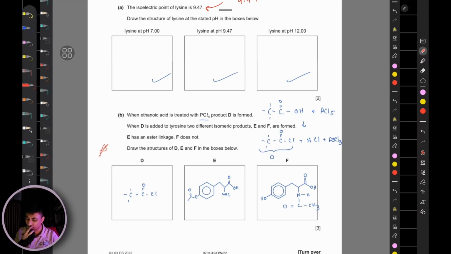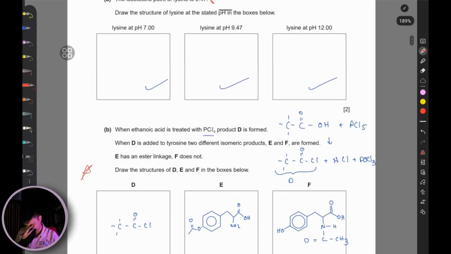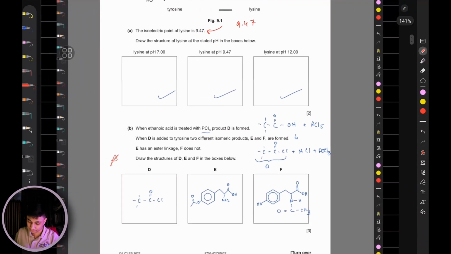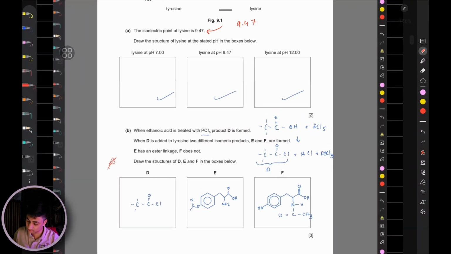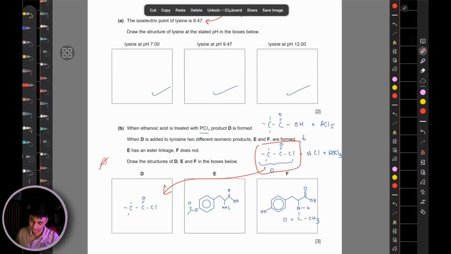So PCl5 added to ethanoic acid. So it's going to form ethanoyl chloride. You have your ethanoic acid, PCl5. So yes, it's going to form POCl3, HCl, and ethanoyl chloride. So ethanoyl chloride is going to be your structure D.